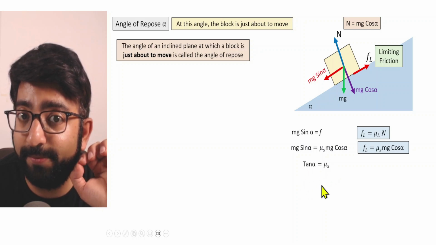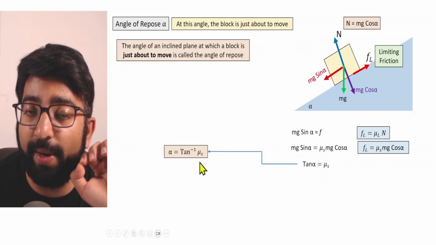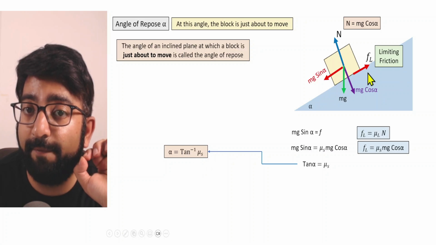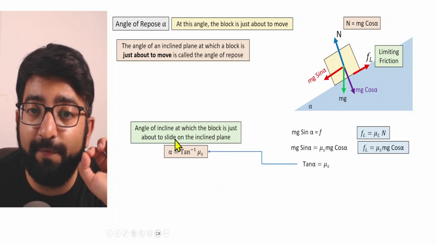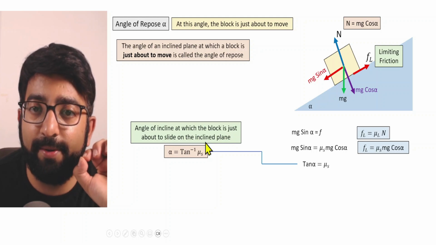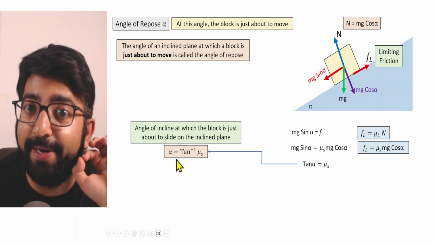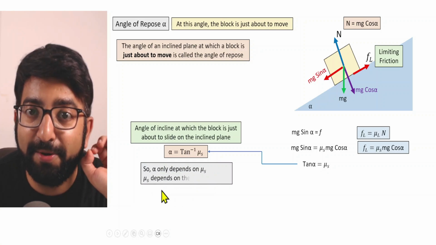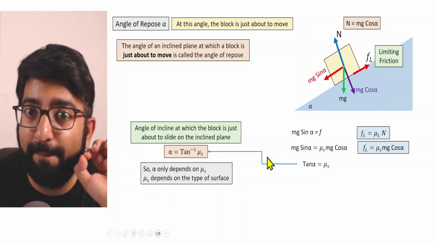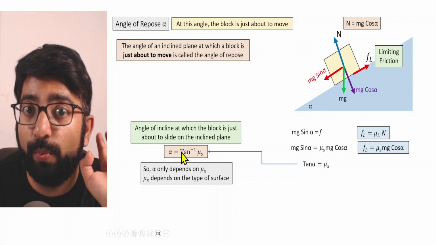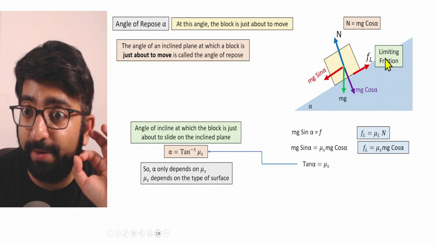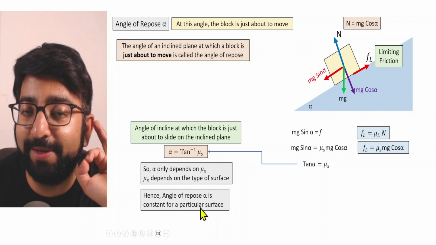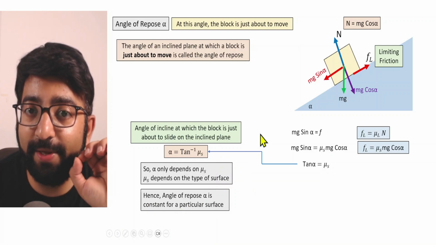And if we make alpha the subject from this expression, we will get tan inverse mu s, where alpha is the angle of repose and mu s is the coefficient of static friction for the surface of the incline. And this alpha is the angle of incline at which the block is just about to slide. Now, if you observe this expression carefully, alpha only depends on one parameter, that is mu s. So alpha depends on mu s only, and mu s depends on the type of surface. So depending on the surface of the incline, the angle of repose will be different for different surfaces. But if we are considering a situation where the surface is not being changed, in that case, angle of repose is always a constant.